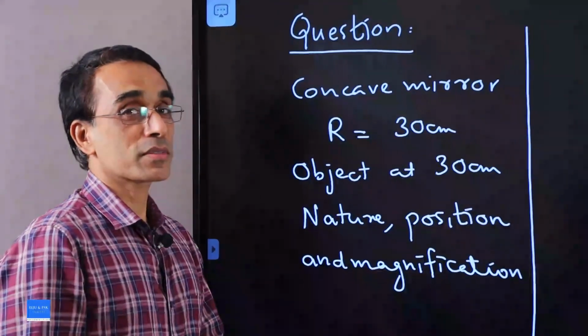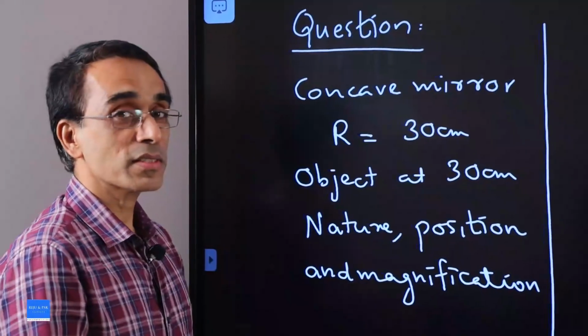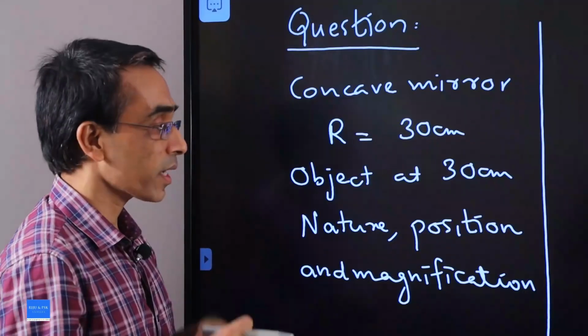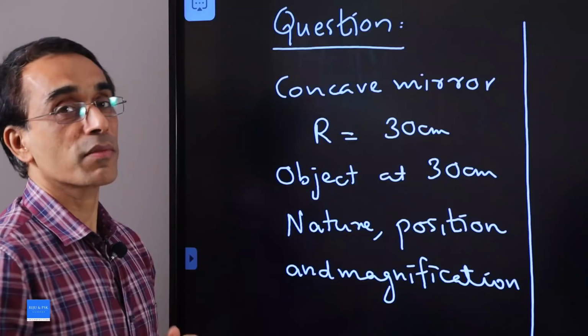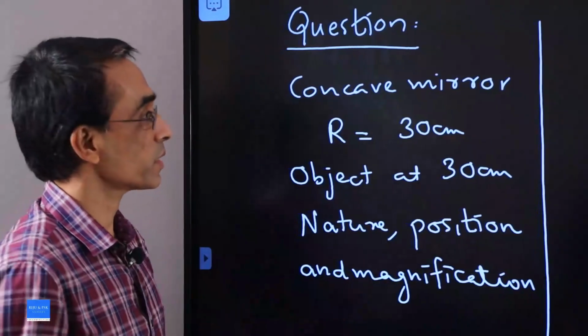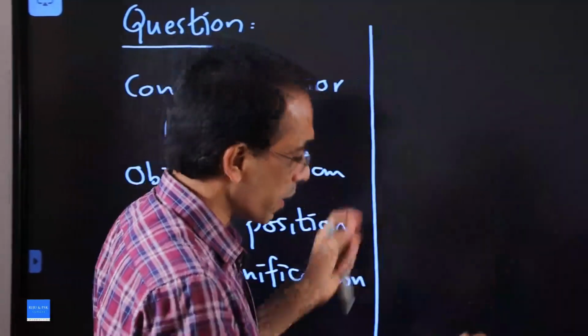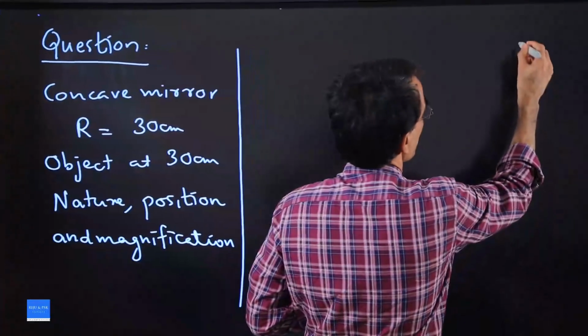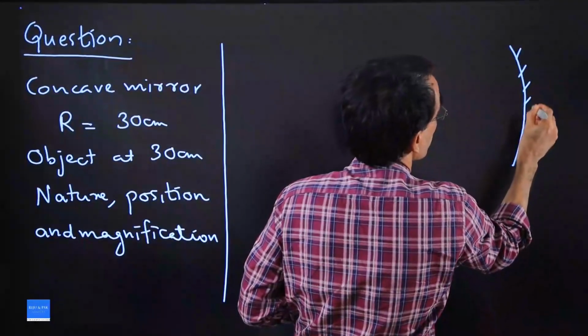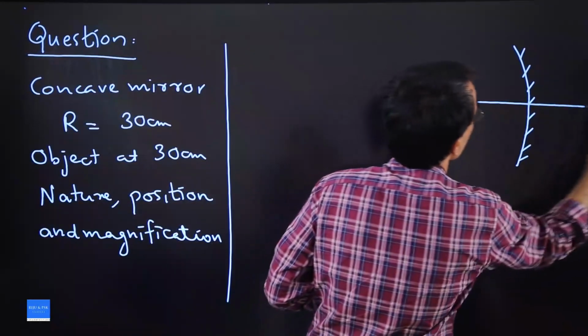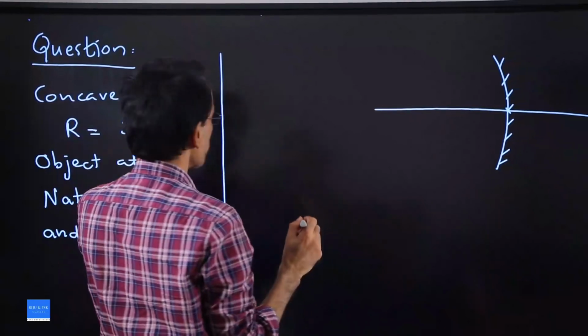I told you before, questions in optics are difficult because of that sign convention. So we have to apply sign convention in this question, the Cartesian sign convention. Let us make a rough sketch of what is given. I have a concave mirror. So this is a concave mirror. It is given the radius of curvature is 30 centimeter.